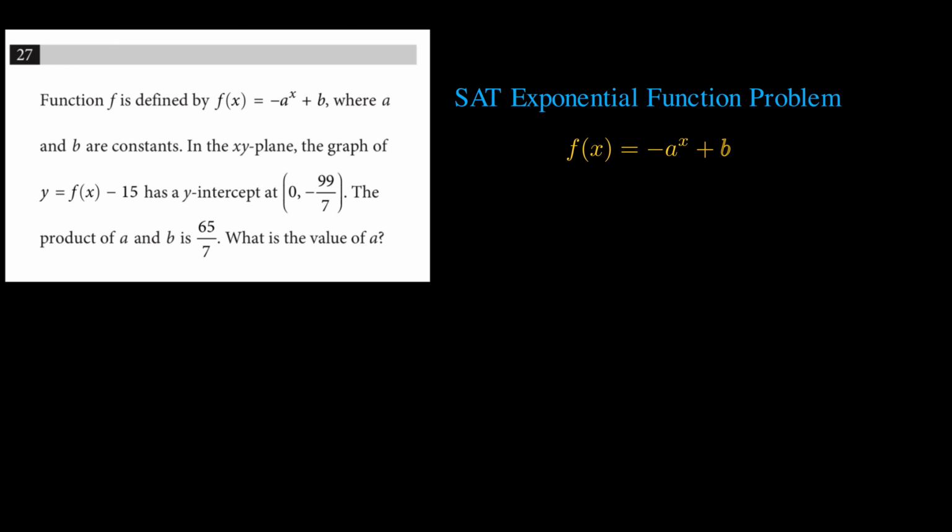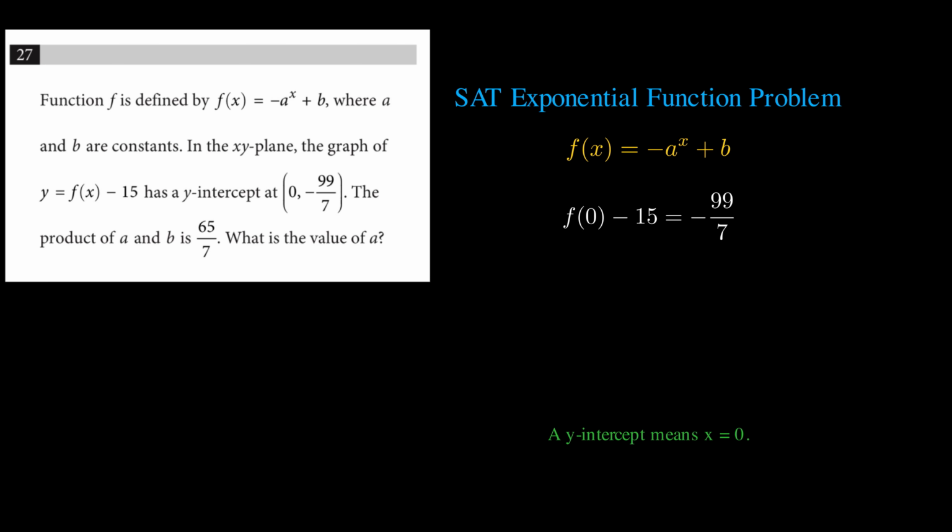When a problem says y-intercept, that always means one thing: x equals 0. The y-intercept is the point where the graph crosses the y-axis. And on the y-axis, x is always 0. So instead of thinking abstractly, we simply plug in 0 for x. The equation given is y equals f of x minus 15. So at the y-intercept, we replace x with 0. That gives us f of 0 minus 15 equals negative 99 over 7.